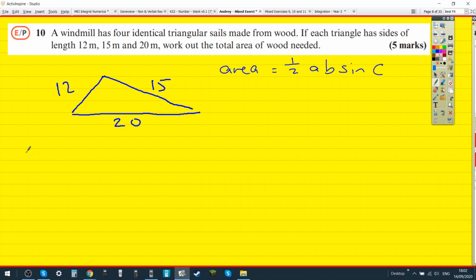Is it a right angle triangle? Because it's a sail. Doesn't look like a right angle.